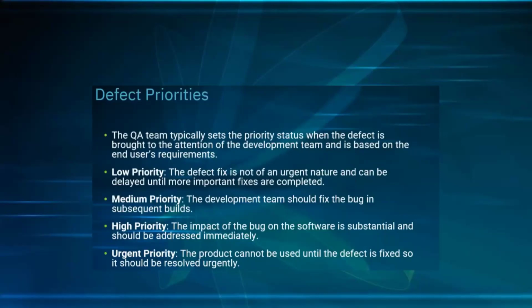Then we have the one that is of high priority. The impact of the bug on the software is substantial and should be addressed immediately. When there's a high priority bug, as you can see, it says addressed immediately. Because say, for instance, let me use add to cart here. The button does not work on the product detail page for a newly launched product, things like that. And you are interested in a new product. That's a bug. That is of high priority.